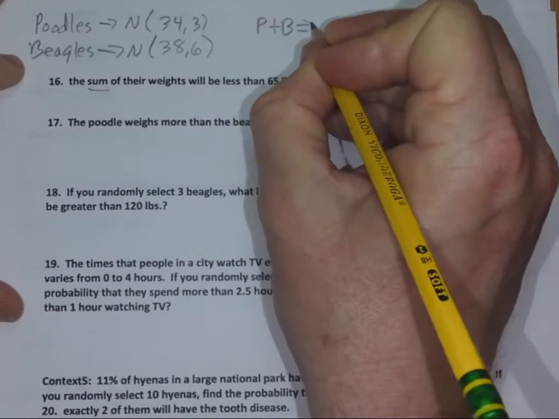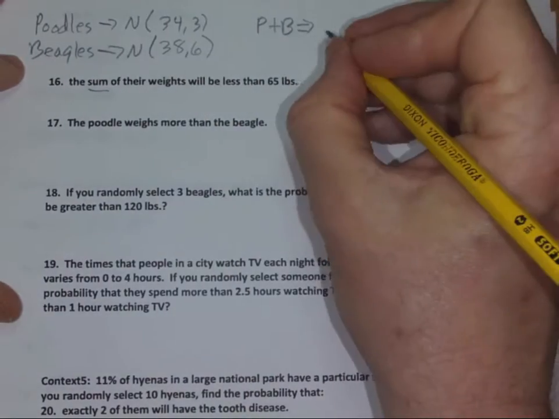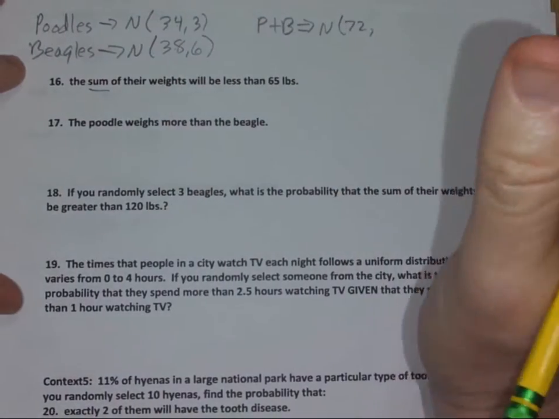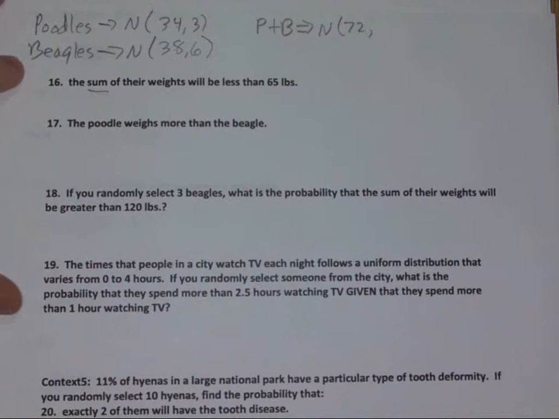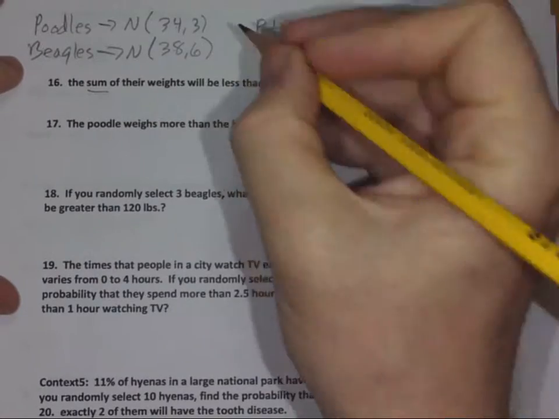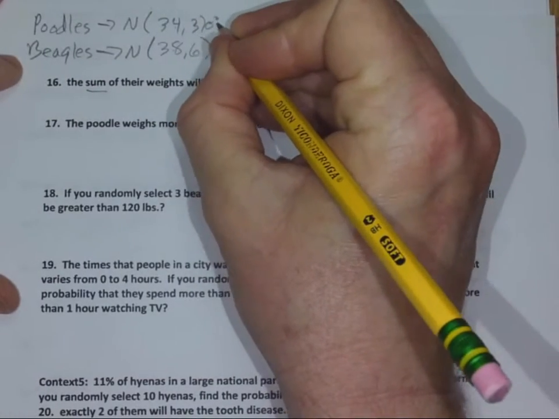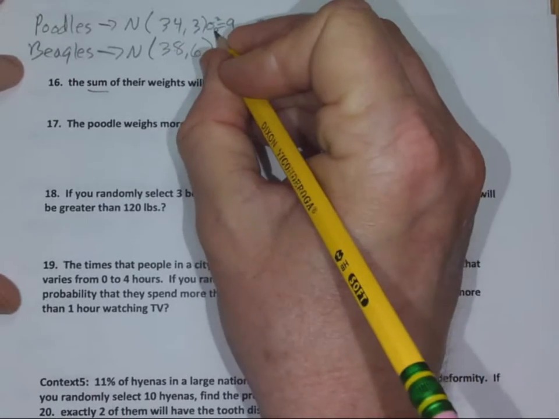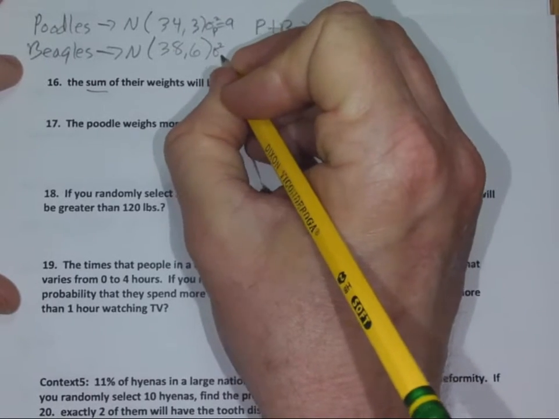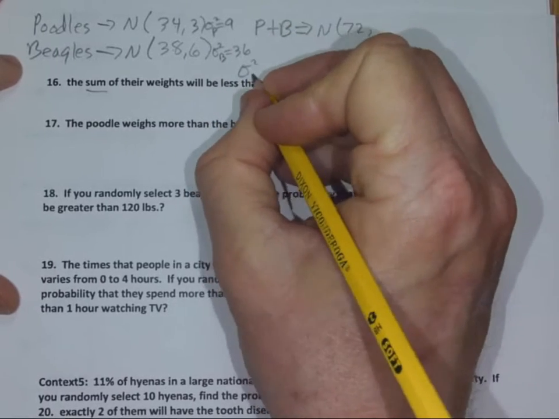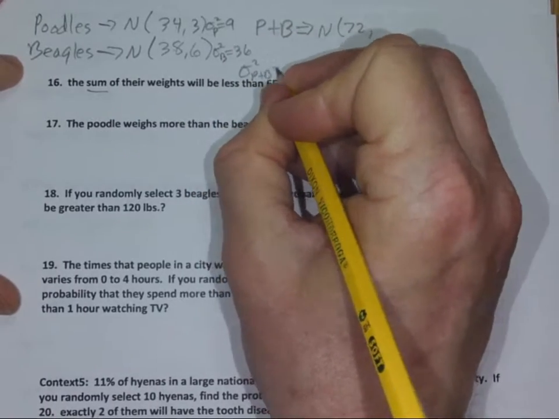Well, when you add together two normal curves, the result is a normal curve, and you can just add the means, and that's 72. But you can't add the standard deviations. You have to add the variances. This, in my opinion, is why the variance even exists, because you can add the variances when you combine curves. So our variance, the square of the standard deviation, is 3 squared or 9. That's our variance for our poodles. Our variance for our beagles is 6 squared or 36. And then the variance for poodles plus beagles, you add those.